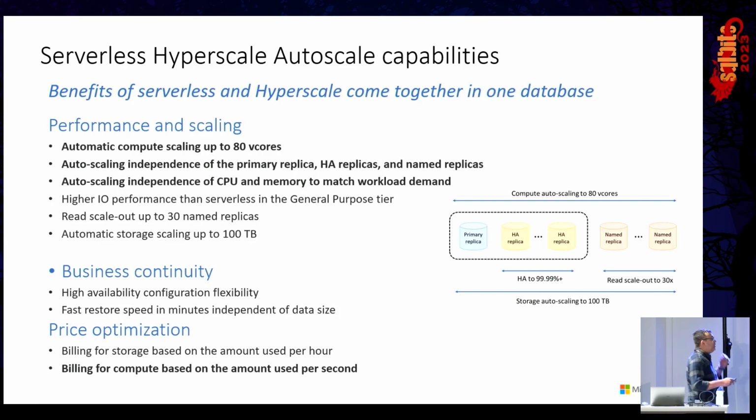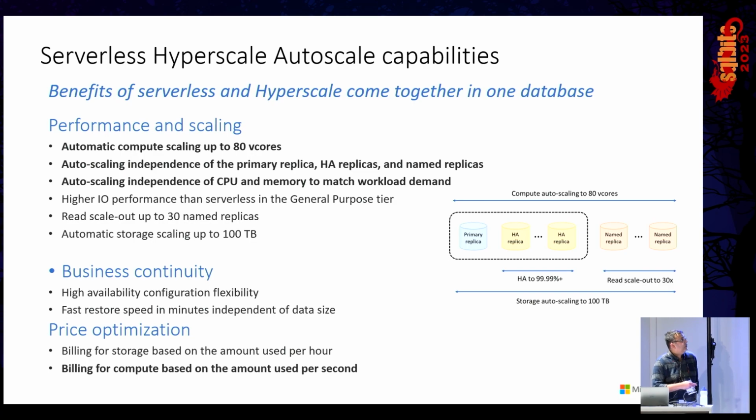And then let's talk about what you get in hyperscale serverless. You get the benefits of both in one. So you have automatic compute scaling up to 80 cores. You have auto-scaling independently on primary, HA replica, and named replica. So if you have an HA replica, which is not doing read scale work, or a named replica, which is not doing work, it's not like because the primary is being used, you're being billed there. It's on a per-replica basis, based on whatever workload is coming to that replica.